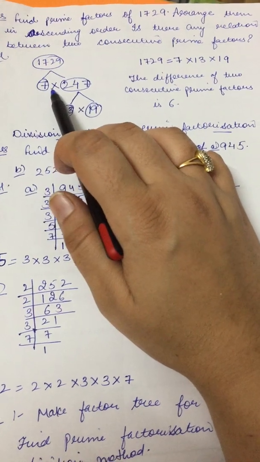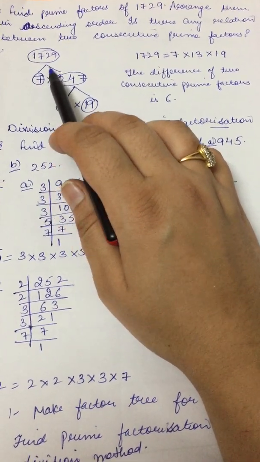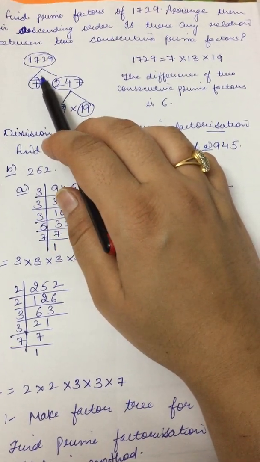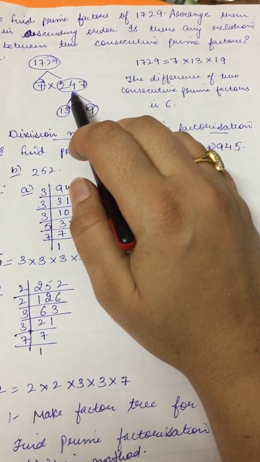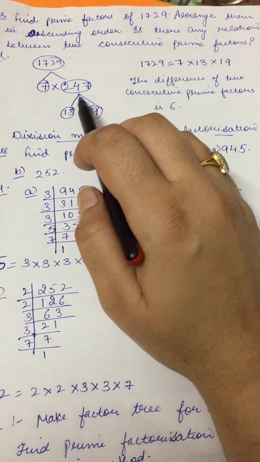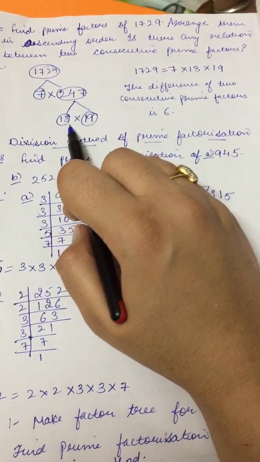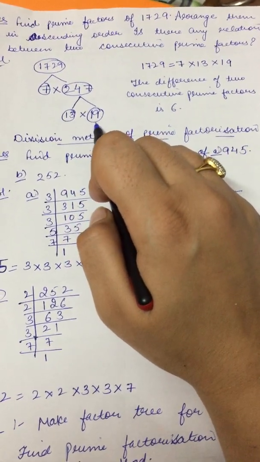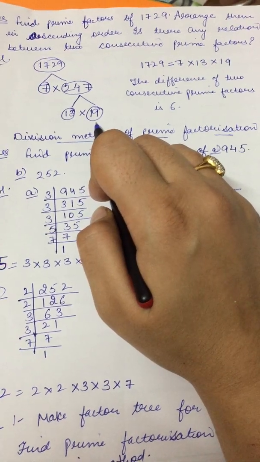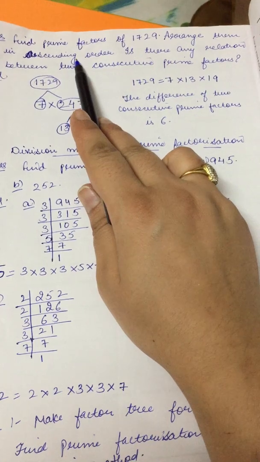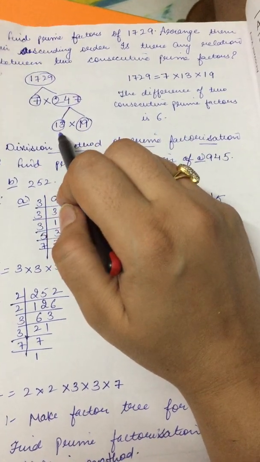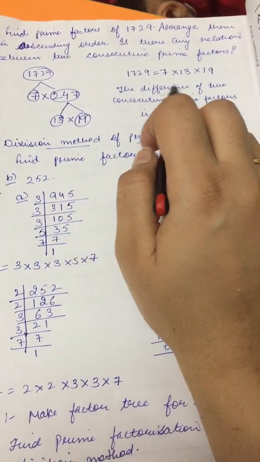How do we come to know? We know a factor is a number which divides that number. So after dividing 1729 with 7, we get 247. Now 247 can be further split up like this, 13 into 19. Now 19 is also a prime number, so it cannot be further split up. Now in ascending order we want to write, so it will be 7 into 13 into 19.